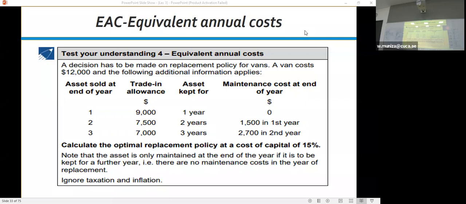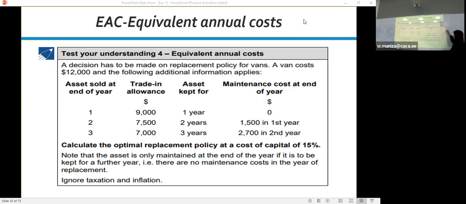What is the second one's NPV? 1017? Okay, let me check. I'll let you know. For the second one, NPV is 7635. Okay, let me just do it.